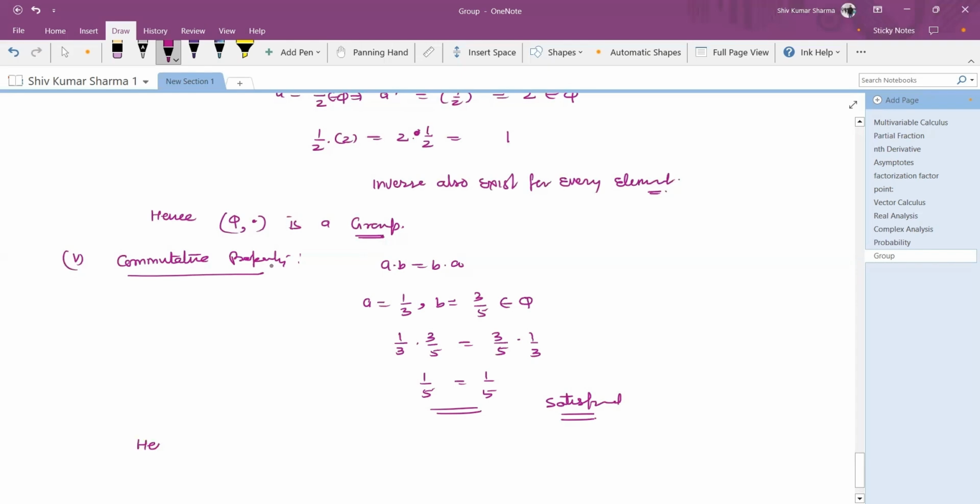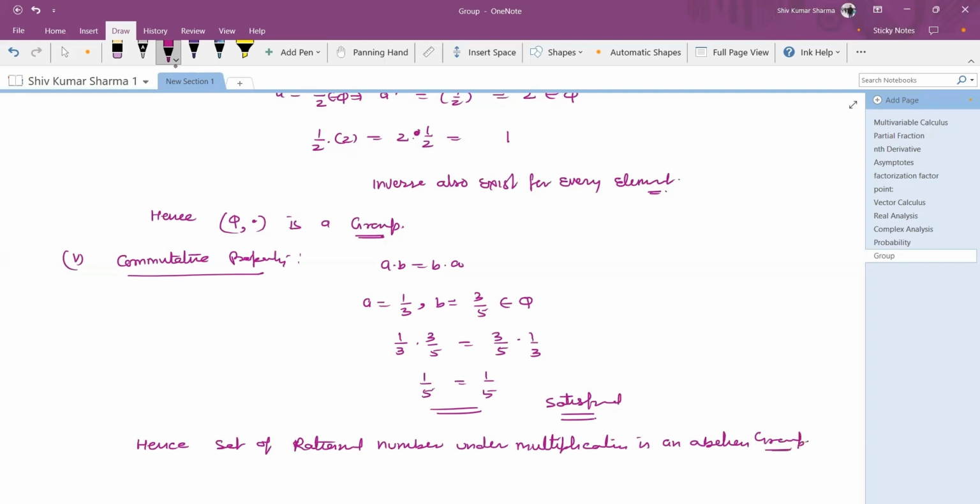So hence the set of rational numbers under multiplication is an abelian group.